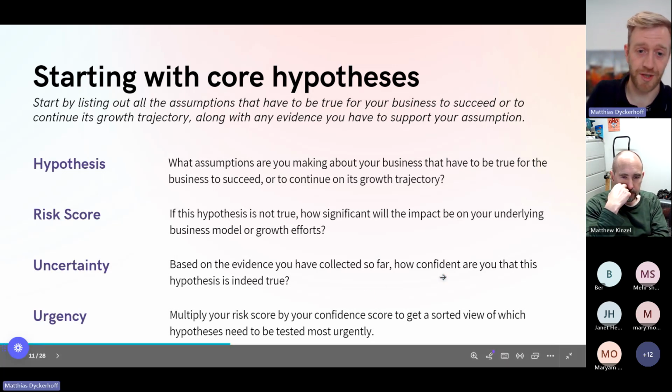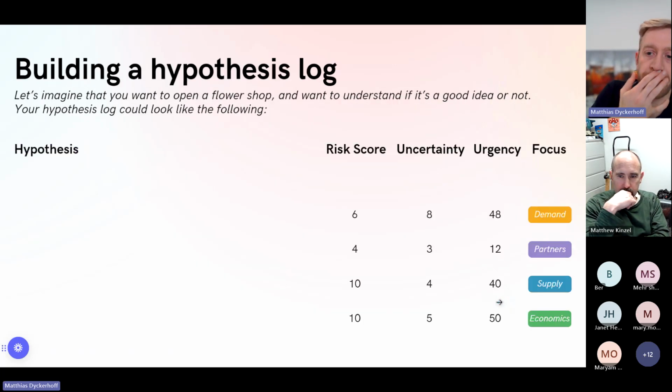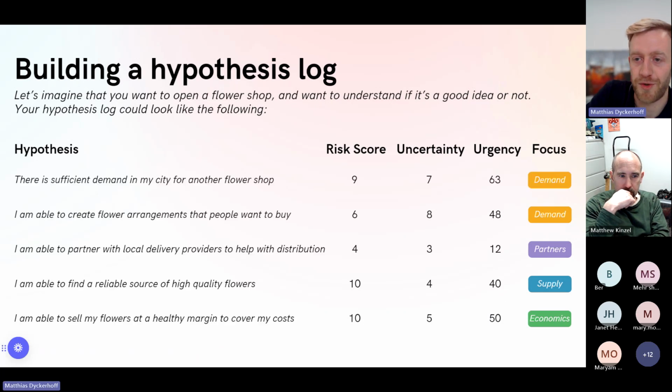This is quite high level, so I'm going to use a real life example to help us get our minds around this. Let's imagine that you want to open a flower shop and you're trying to see if it's a good idea or not.